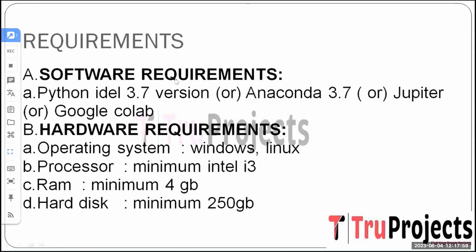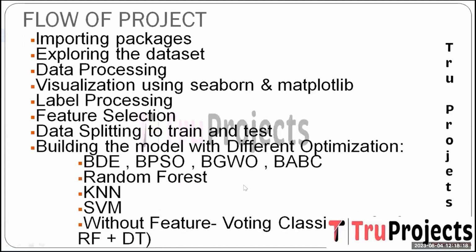And these are the basic requirements that are needed to build this project. The software requirements are Python IDLE with version 3.7, and Anaconda with version 3.7 with Jupyter Notebook. Hardware requirements are operating system as Windows, processor of minimum Intel i3, RAM of minimum 4 GB, hard disk of minimum 250 GB. And to know about the flow of the project, these are the steps we need to discuss.